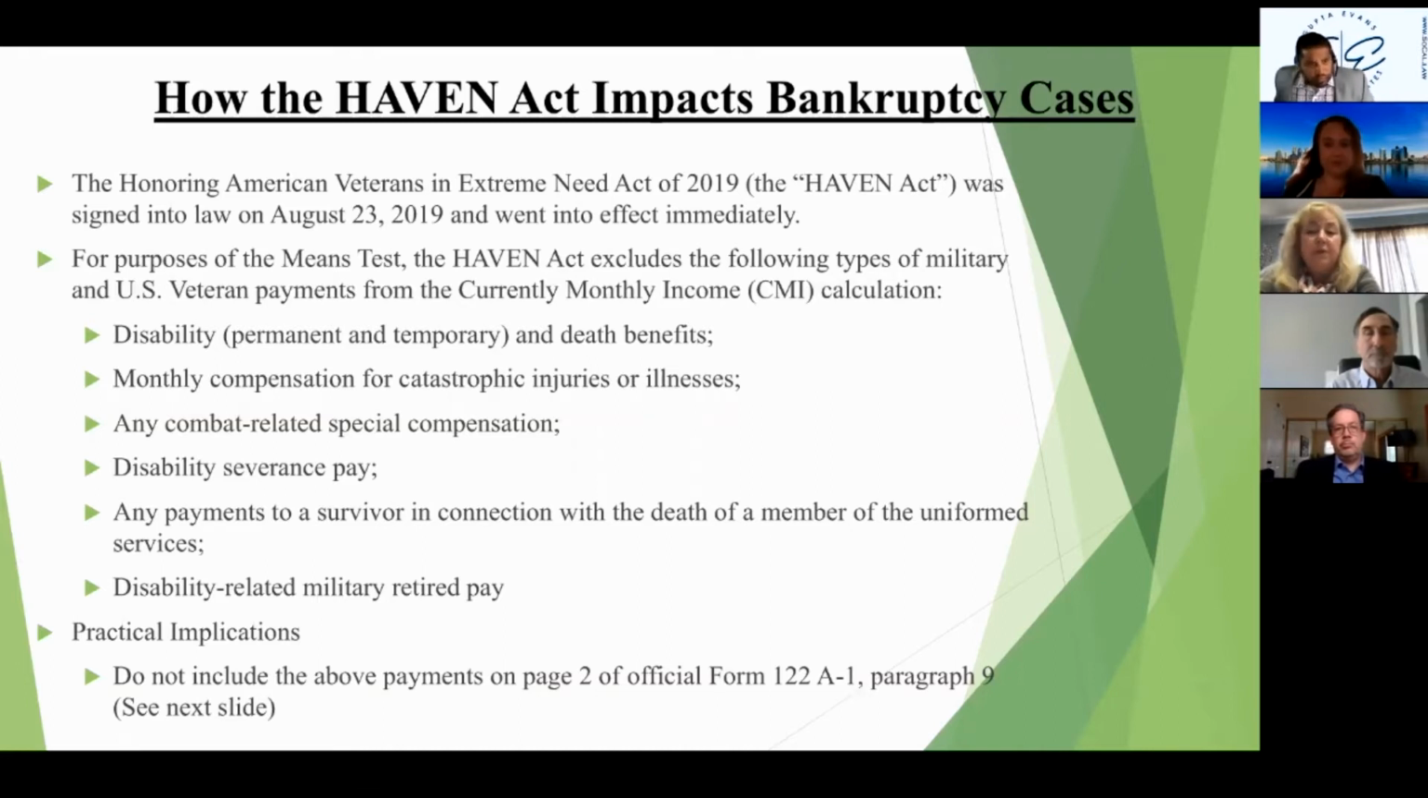Prior to the bill being put into law, all military disability pay did need to be included on both Schedule I and in the means test, but this is obviously a major change. So for cases filed after August 23rd of 2019, you do not want to include that income.